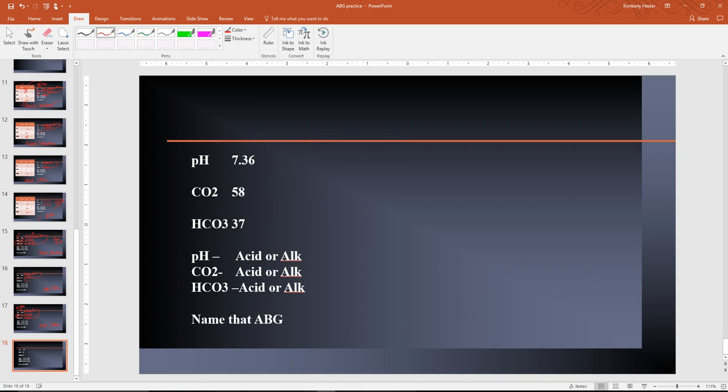All right, on to, it looks like our last one. 7.36, that is normal. Your CO2 level is 58. Well, that's pretty high. You know, the high end of normal for a CO2, remember, is 45. So that's an acidic state. All right, and then your bicarb is 37, which is high. Now that's a base.